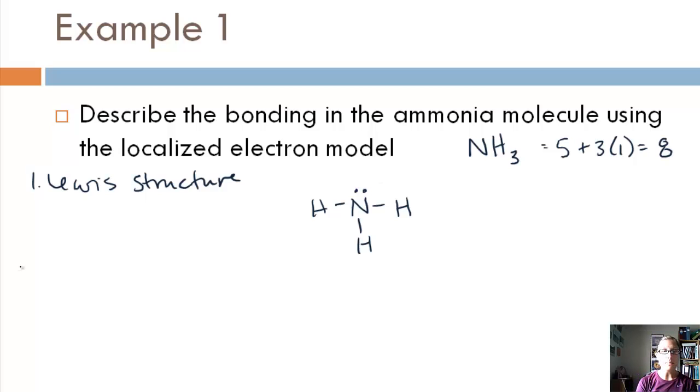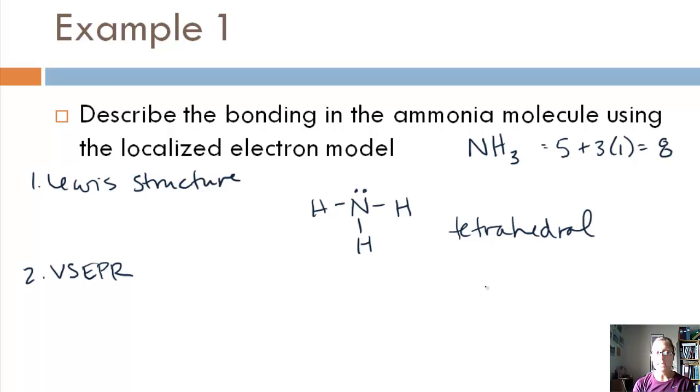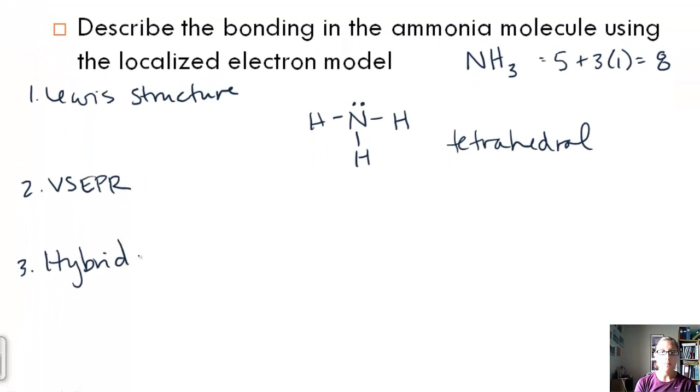Okay, step 2 is to do the valence shell electron pair repulsion geometry. Here we have 4 bonding sites, but one of those is a lone pair, and so it's going to push everything else out of the way, and that gives us a tetrahedral shape, because we've got 4 bonding sites. And so now our third step is to do the hybrid orbitals. Since we have tetrahedral, that means that we are sp3 hybridized.